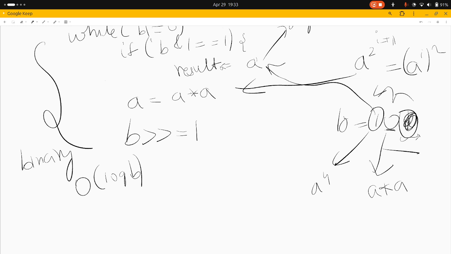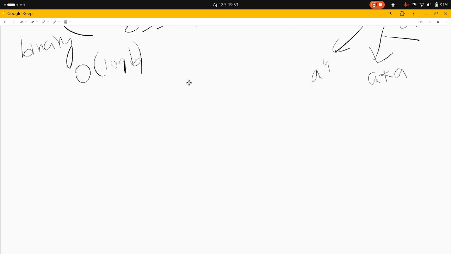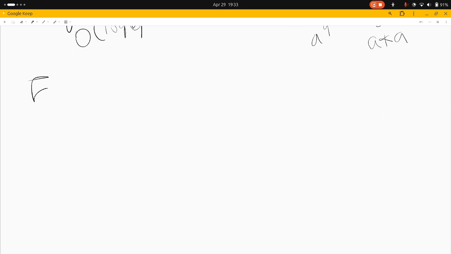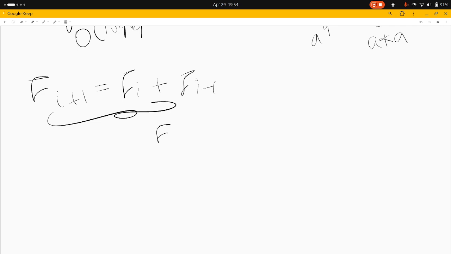The Fibonacci sequence can be used for binary exponentiation. The regular Fibonacci number is f of i plus 1 equals f of i plus f of i minus 1. This can be calculated using matrix format. Let me assume this would be f of i minus 1, and this would be f of i. This one is a vector with the two Fibonacci numbers.